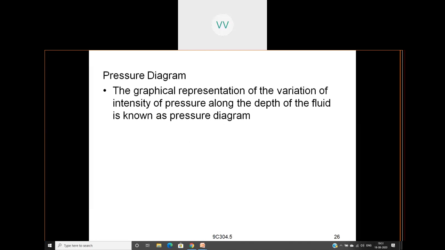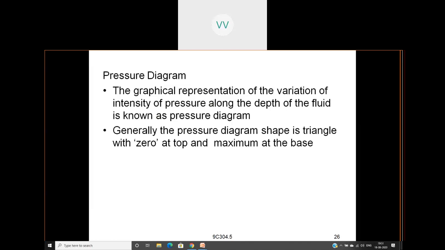Then coming over to the pressure diagram, the graphical representation of the variation of the intensity of pressure along the depth of the fluid is known as pressure diagram. So how is it going to vary? It is given by the pressure diagram. Generally the pressure diagram shape is a triangle with 0 at the top and maximum at the base. So here it is a triangular or straight line variation.